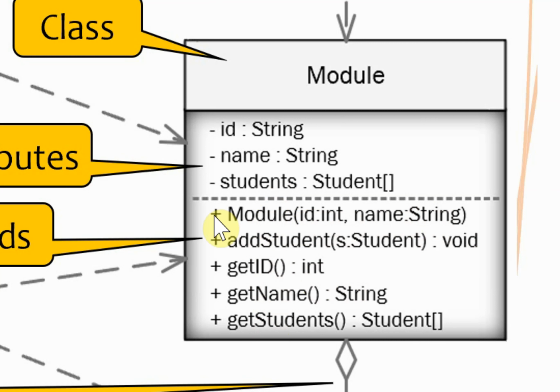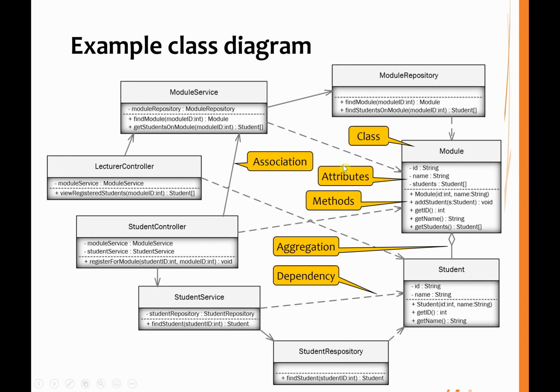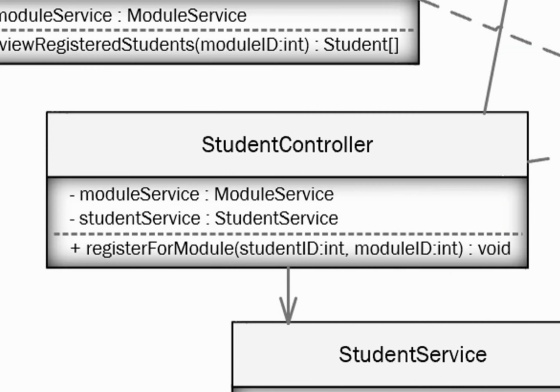You'll notice also that we have a plus, which means public, and a minus, which means private. We also have an association. This is unidirectional, which is why there's an arrowhead on it. And that tells me that a student controller has a module service, but not the other way around. Module service does not have a reference to a student controller. So we can see here, look, there's the module service attribute. Its data type is module service.